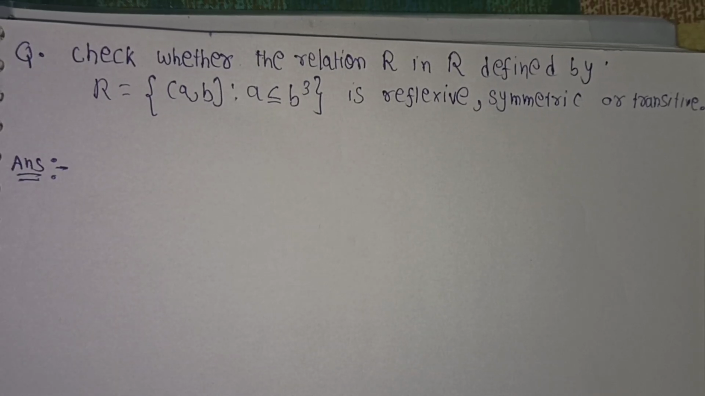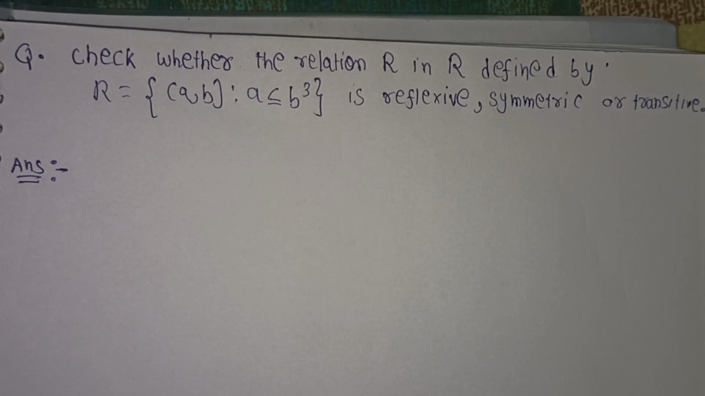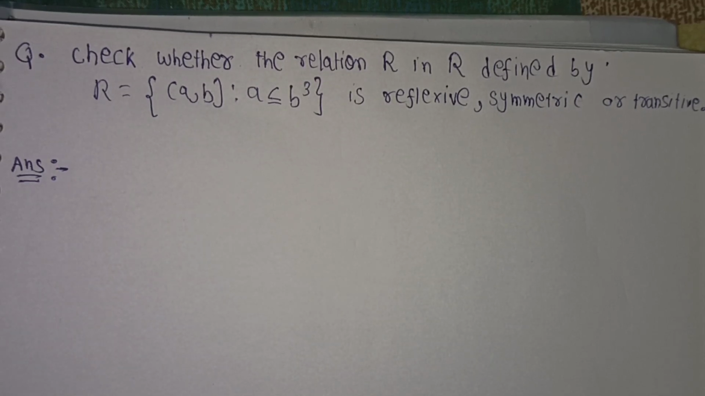Question in front of us is check whether the relation R in ℝ defined by R = {(a, b) : a ≤ b³} is reflexive, symmetric or transitive. So here ℝ is the set of real numbers. Therefore both a and b are real numbers. First of all, let us check whether R is reflexive or not.